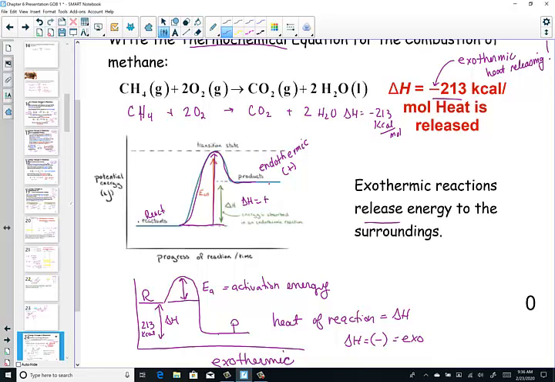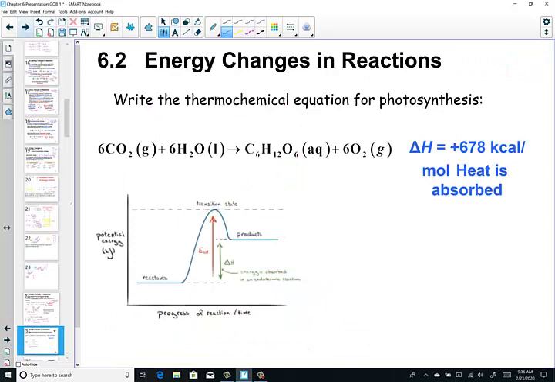Drawing the energy diagram for methane is this requirement. Methane released 213 kcals of energy. Now if we consider this reaction, where carbon dioxide and water form glucose and oxygen, this is the thermochemical equation for photosynthesis. 6 moles of carbon dioxide in the gaseous form plus 6 moles of water in a liquid form react to form 1 molecule of glucose, C6H12O6, and 6 molecules of oxygen.